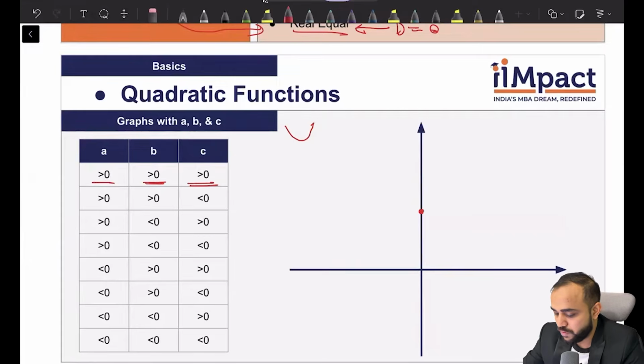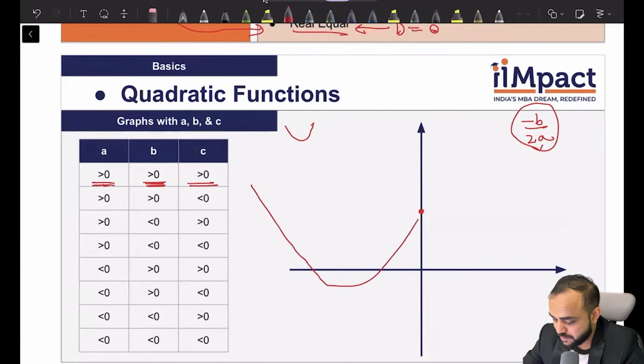What about this b greater than 0? What does this tell you? The vertex is going to be minus b by 2a. Now, if a is positive and b is positive, would minus b by 2a come out to be negative? Yes, it would, which means that your parabola is going to be something like this. Whether it will intersect the x-axis, will not intersect, or will touch, depends on D. It does not depend on A, B, or C alone. So this is going to be the graph for the first one.